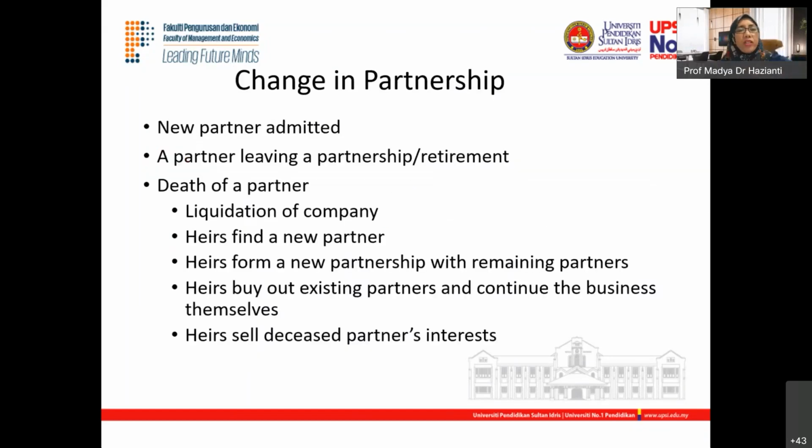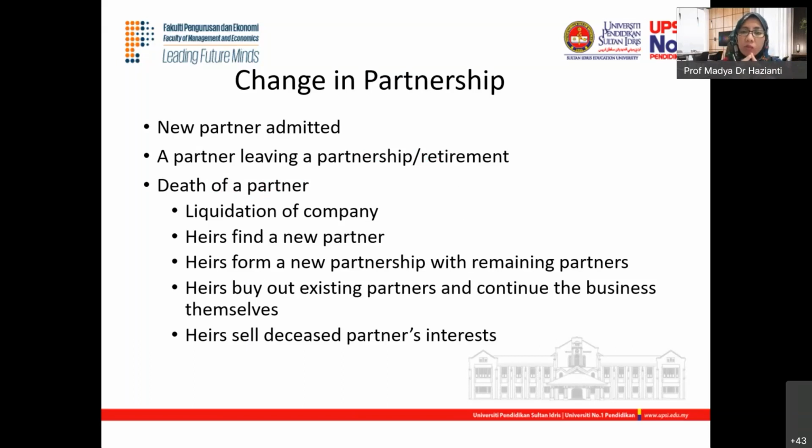We can also have change in partnership. Okay, change dalam bentuk apa? Dalam bentuk satu new partner admitted. Okay, daripada 2 jadi 3, daripada 3 jadi 4, daripada 3 jadi 2, boleh juga kan. So, ataupun a partner leaving a partnership ataupun retire. Death of a partner. Sekarang ni, if ada death of a partner, panjang sikit cerita dia, especially for a partnership with 2 partners. So, because we all know, minimum numbers to be in a partnership is 2.